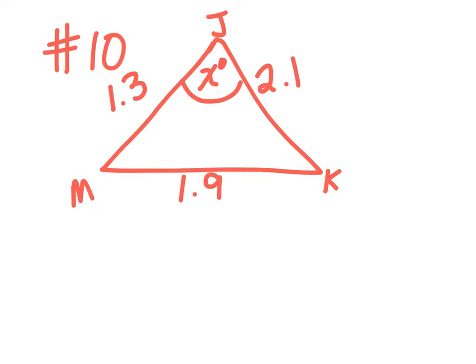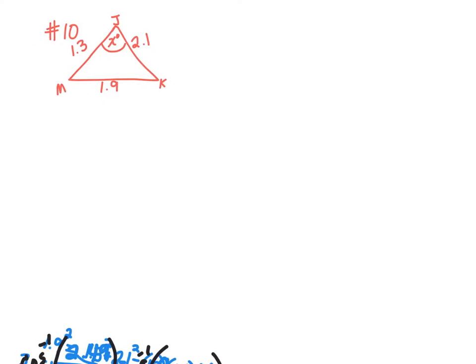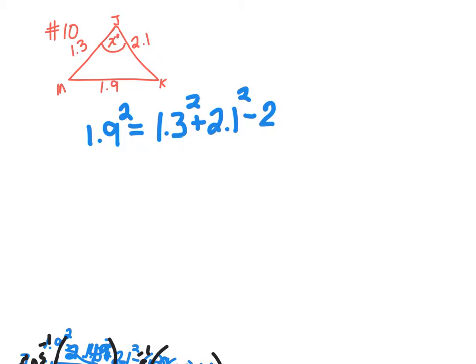I'll give you a couple of minutes to work on that. You're so good. Okay, so you're supposed to have the side across, right? So that was 1.9 squared, right? That is equal to 1.3 squared plus 2.1 squared minus 2 times 1.3 times 2.1, and then it's cosine of X.